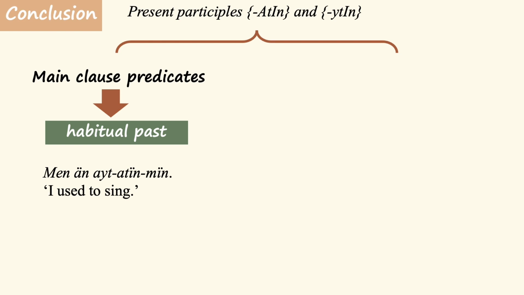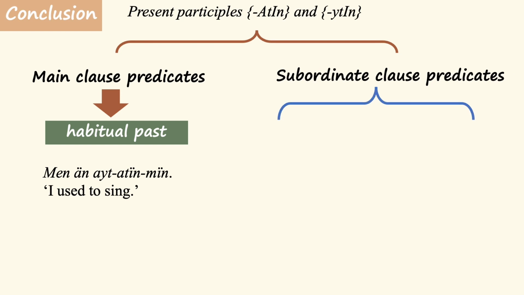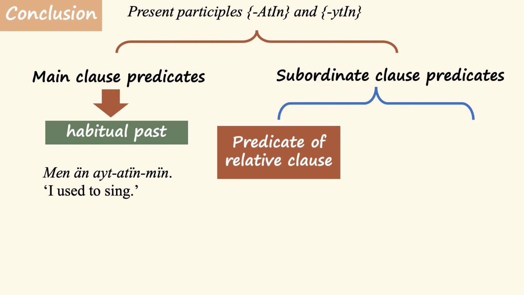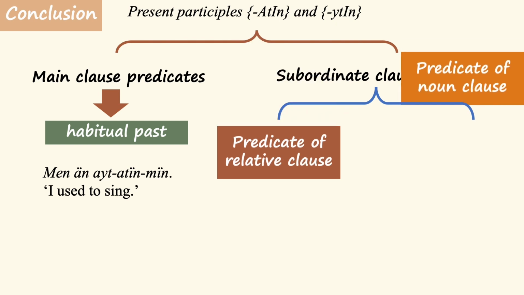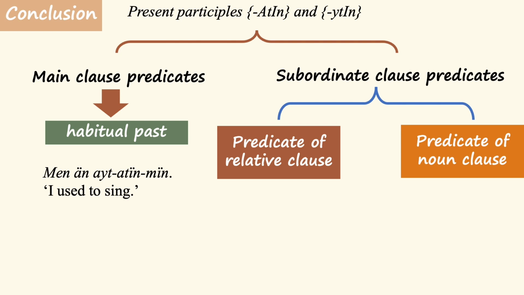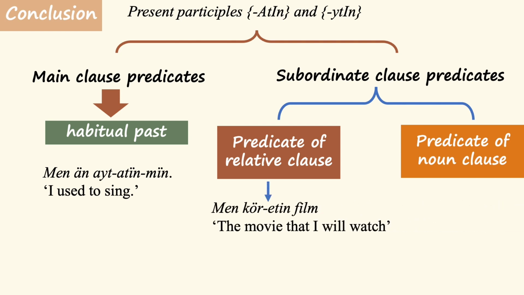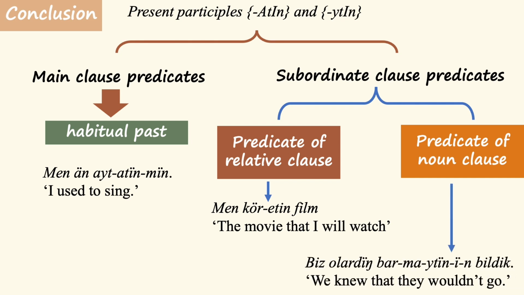When it is used in the predicates of subordinate clauses, it expresses that the described action will happen in the future. Usually, present participles aten and eten tend to occur in the predicates of relative clauses and noun clauses. Example, men көретін film, the movie that I will watch. Biz олардың бармайтынын білдік. We knew that they wouldn't go.